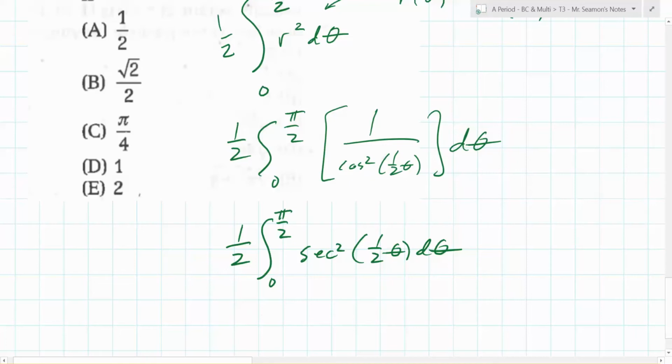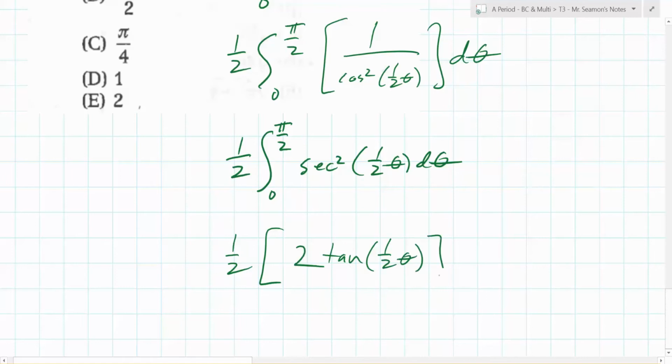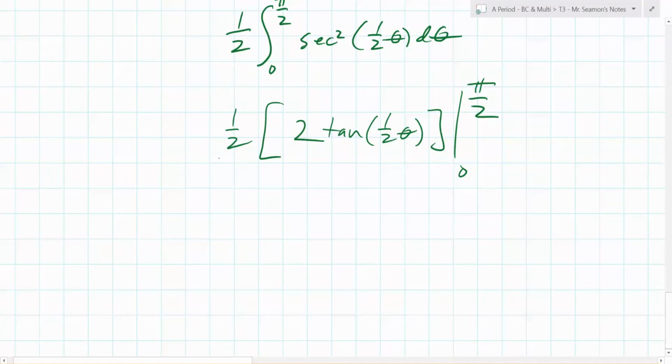So what do we have here? We have to be really careful because it's not secant squared of theta, it's secant squared of 1/2 theta. So what is this going to integrate to? 1/2 times what? You have to neutralize the 1/2. So, would we put 2? Yes. Because you're going to have 2 from 0 to pi over 2. So what cancels immediately?